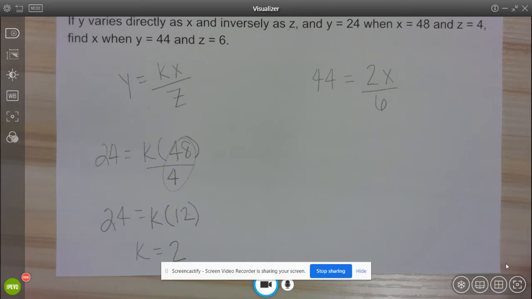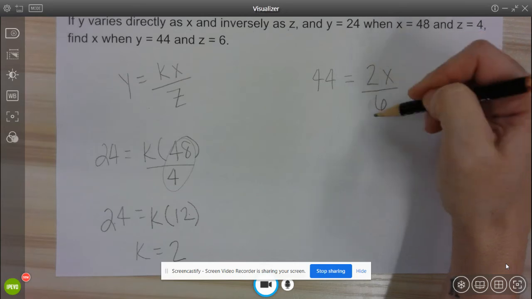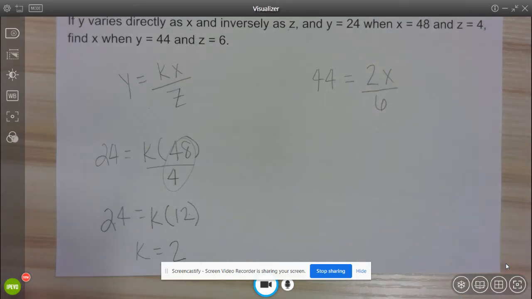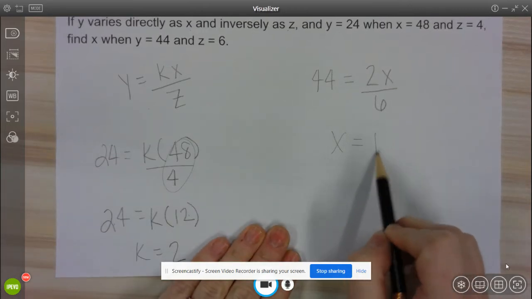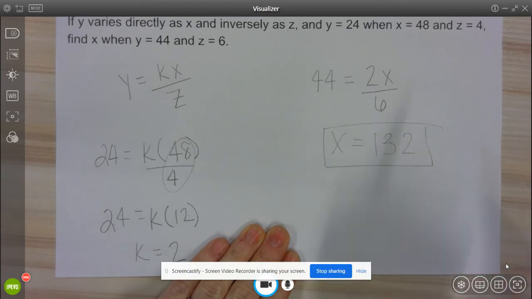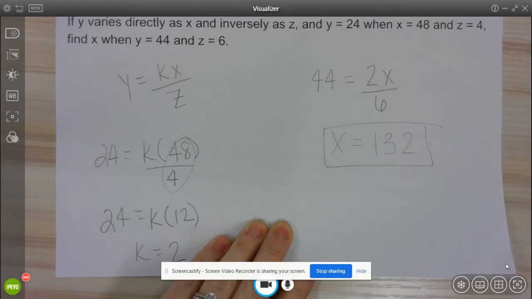So you can do this a lot of different ways. You can do 44 times 6 and then divide that all by 2. You can simplify 2 divided by 6 and deal with that. Personally, since I have a calculator, I would do 44 times 6 divided by 2, which gives me 132.